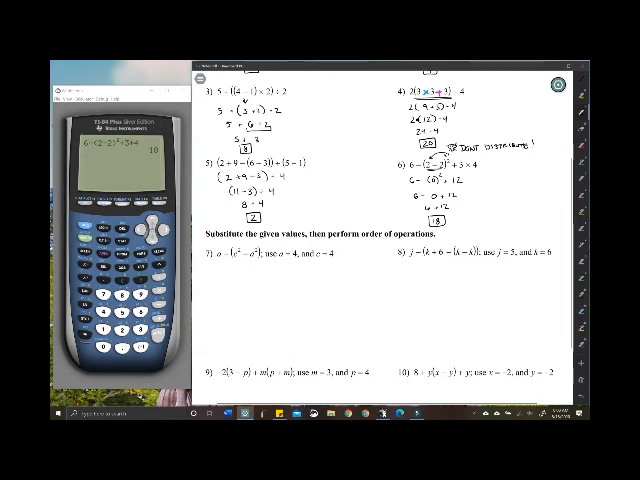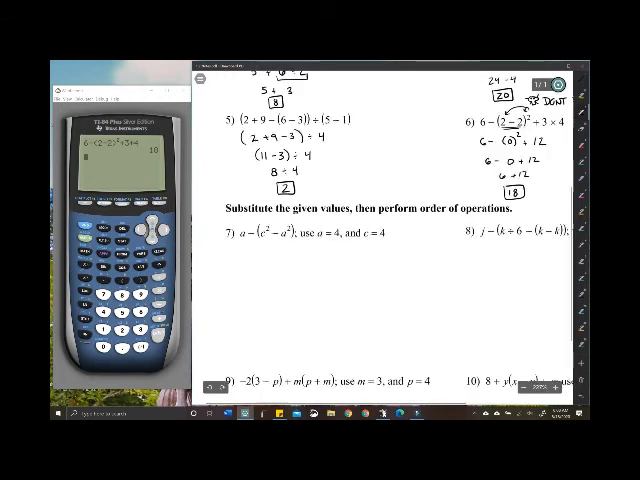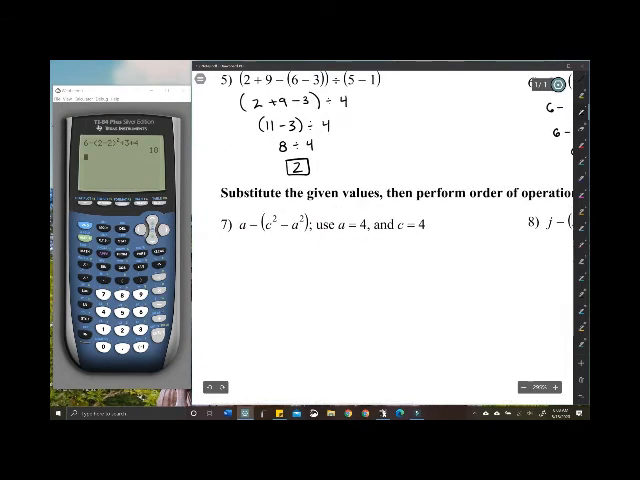All right, the next step, substitute the given values, then perform the order of operations. Really not too bad. These ones, just be careful. We're substituting, so it's giving you practice with evaluating numbers here. So anywhere I see A, I'm going to plug in 4. And anywhere I see C, I'm also going to plug in 4. Okay, won't always be 4, but that's just how it is.